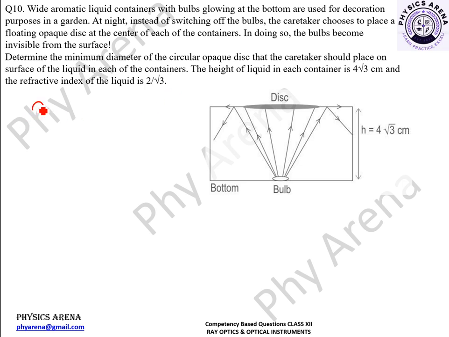So this question is an example of application of total internal reflection. Now, if the rays of light come from the bulb, whenever they reach this surface, they will come out, but they will remain inside only when the angle of incidence is greater than the critical angle. So we want all the rays of light to stay inside the container and not come out, because of this disk.